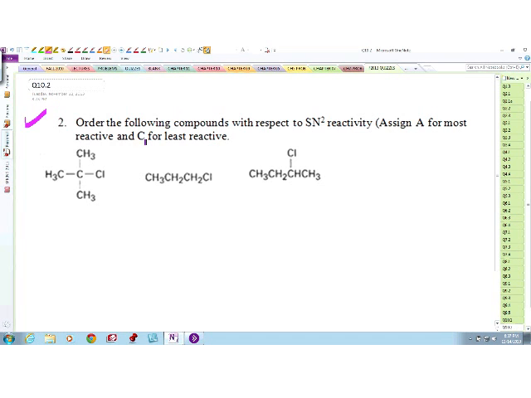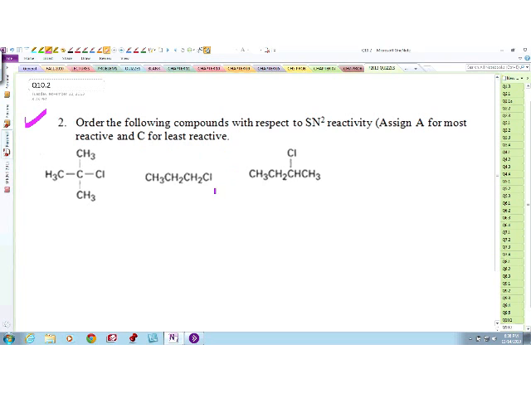Okay, Victoria, can you read this for us? Order the following compounds with respect to SN2 reactivity. Assign A for most reactive and C for least reactive. Okay, thank you. So in this case, it is simply testing your knowledge of what the conditions for SN2 reaction or SN1 reaction will be. So this is a fairly simple problem. Order these molecules in relation to reactivity towards SN2 reaction.